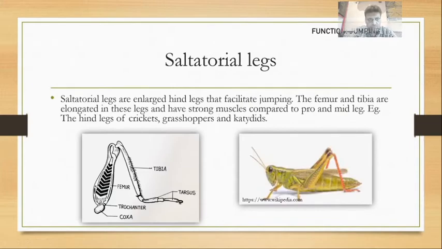Saltatorial legs. Saltatorial means adaptation to jumping. Crickets, grasshoppers, katydids, these kinds of orthopteran insects use jumping as the main mode of locomotion. So to jump, they need to take off very fast, right? So for that, their hind legs are very muscular and elongated, and they can base their body's weight on these legs and take off very easily.